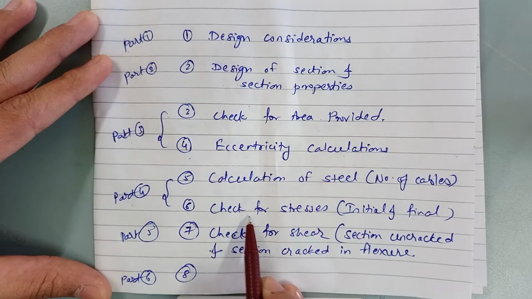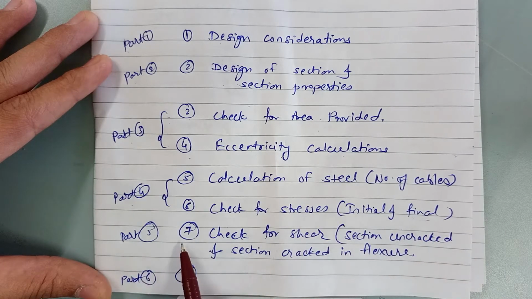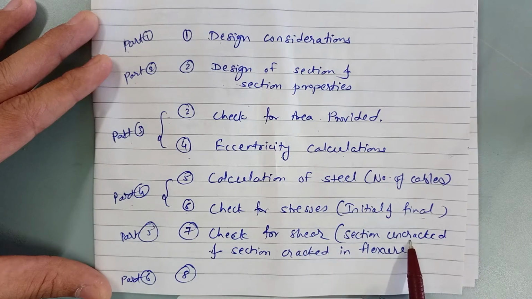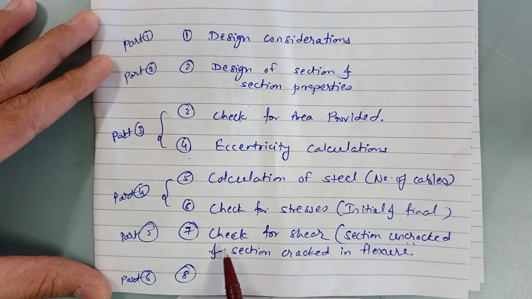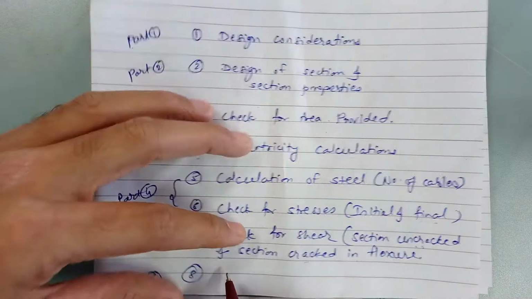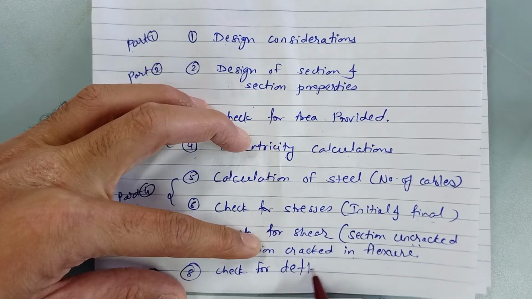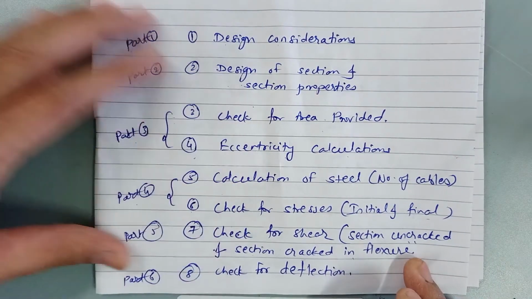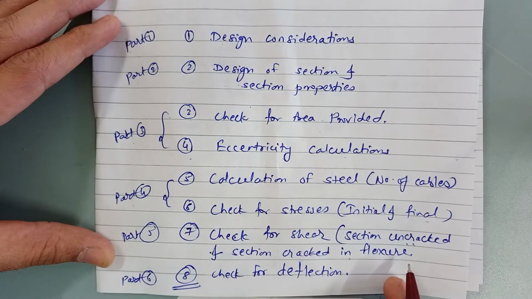And step 6, check for stresses at initial and final stage, was given. In part 5 video, step number 7, check for shear was provided, that is when the section is uncracked and when the section is cracked in flexure. Now in this part 6 video, we will be giving check for deflection. This is nothing but step number 8, that is check for deflection.